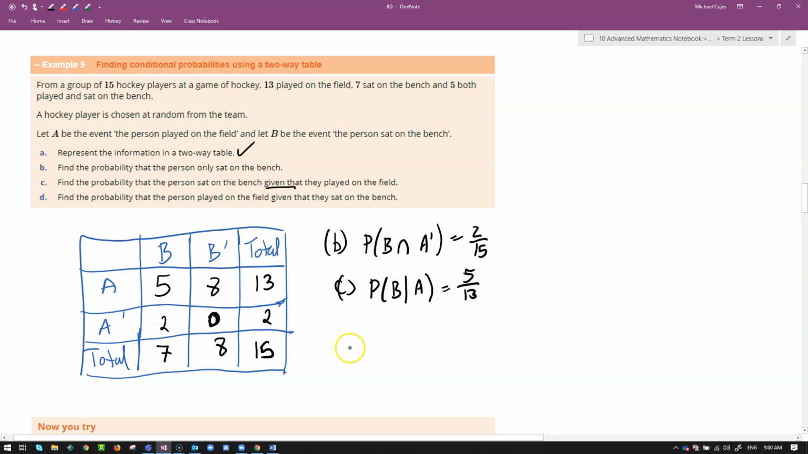And lucky last, part D, the probability the person played on the field given they sat on the bench. So now we're only looking in, if it's going to let me draw, it doesn't want me to. Okay, I'll do it from underneath. We can trick it. We're only looking in this column here, aren't we? The people that, given that they sat on the bench, we're only interested in that. What's the probability they also played on the field? So in this case, it's 5 out of the total of 7. And there you have it.